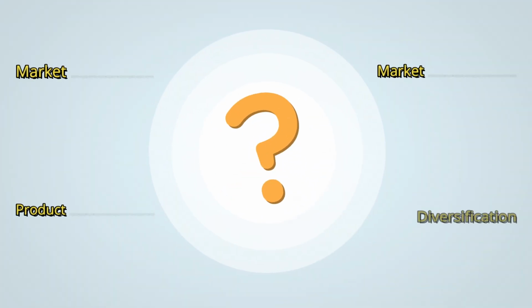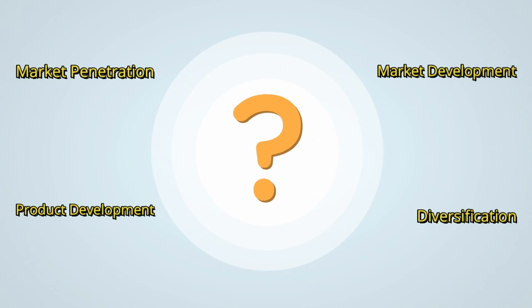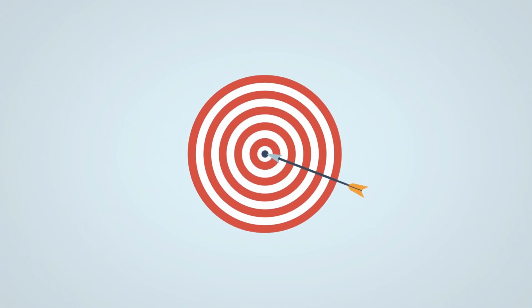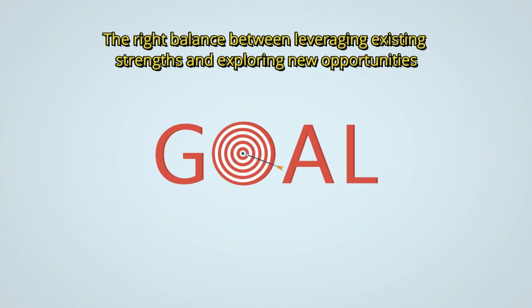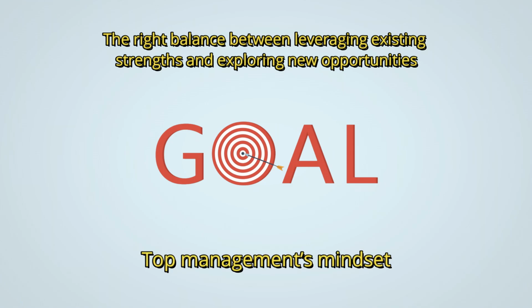So, we can see that there are four directions to choose from. But which one to pick? Well, it will vary organization to organization. For instance, it will depend on the right balance between leveraging existing strengths and exploring new opportunities. It will also depend on the top management's mindset.